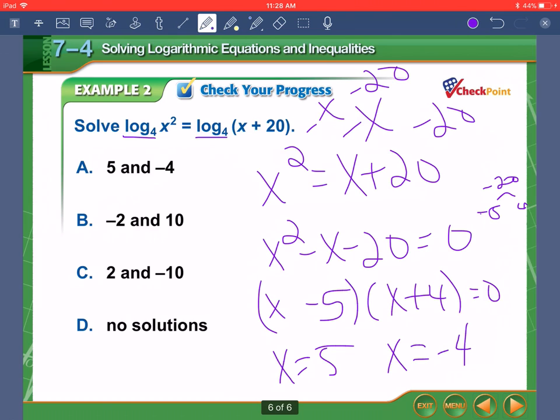And plug that into check. So 5 squared is 25, so that's good. And then 5 plus 20 is 25, so that's good. So 5 is good. And then plugging in negative 4. Negative 4 squared is 16, so that's good. And then negative 4 plus 20 is positive 16, so that's good. So both work. So 5 and negative 4 are my solutions. And that is it for solving logarithmic equations and inequalities for today.